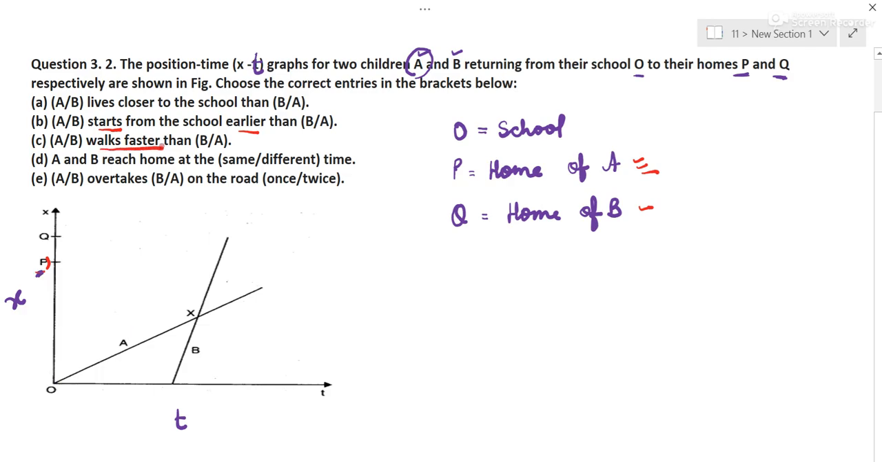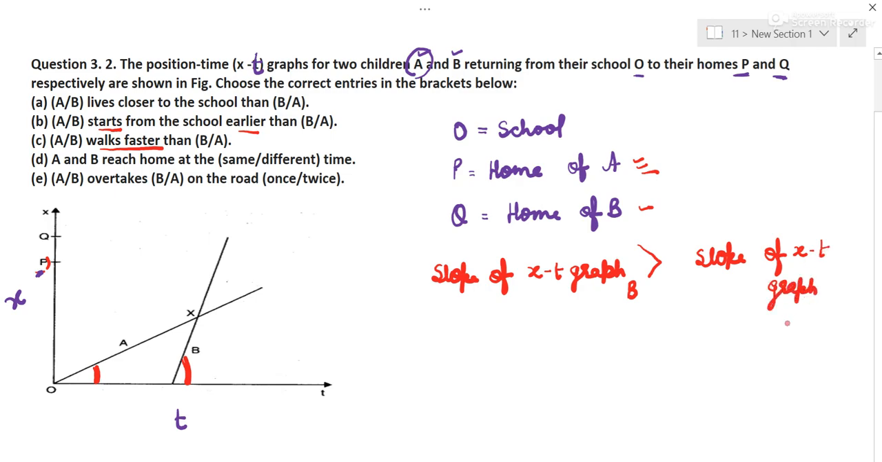Who walks faster? For that we will check the slope of the position time graph. Whose angle is more? Angle of B is more. So that means the slope of the xt graph is more for B than the slope of the position time graph for A. So the slope of B is greater than the slope of A, that is, the speed of B is greater than the speed of A. So who walks faster? B walks faster than A.